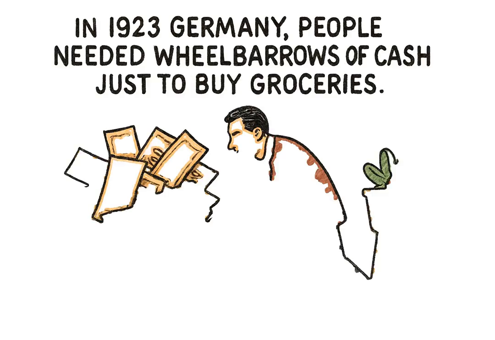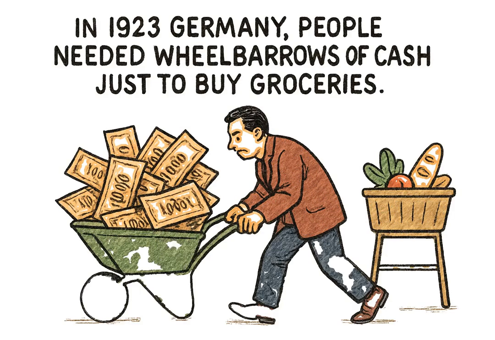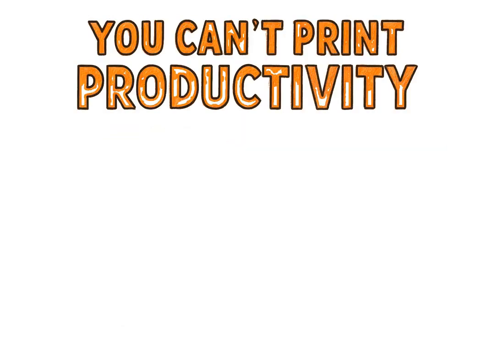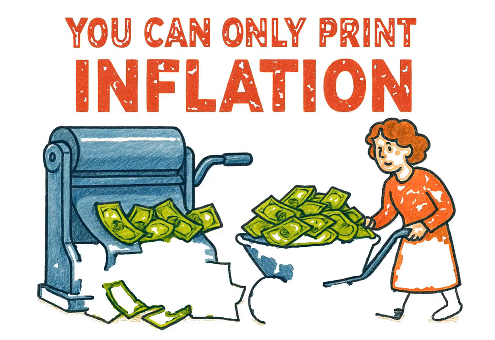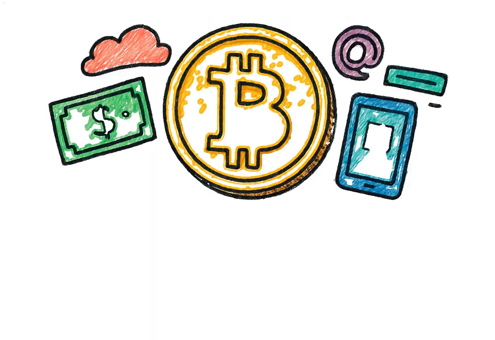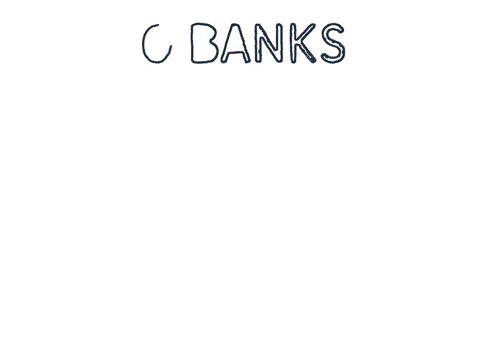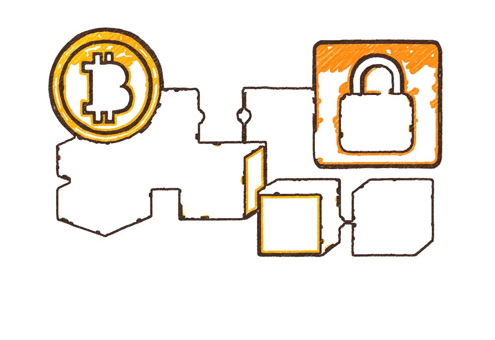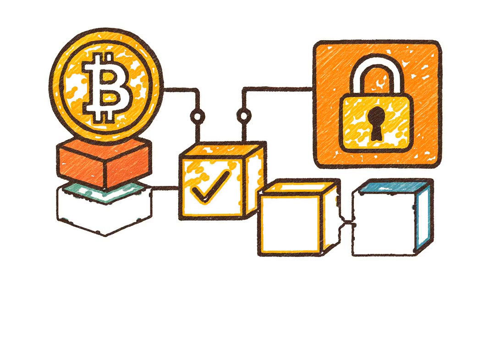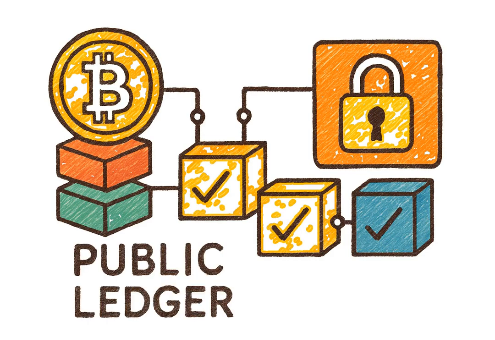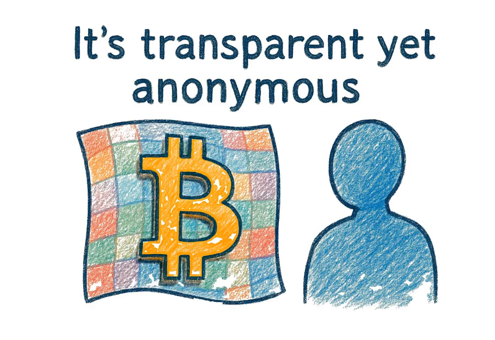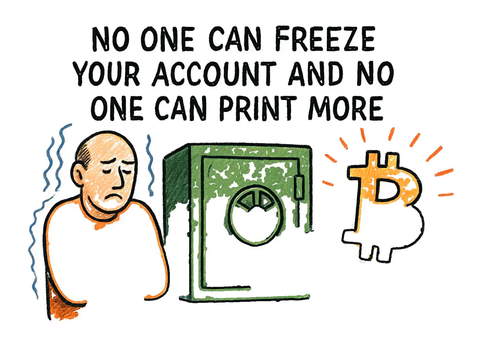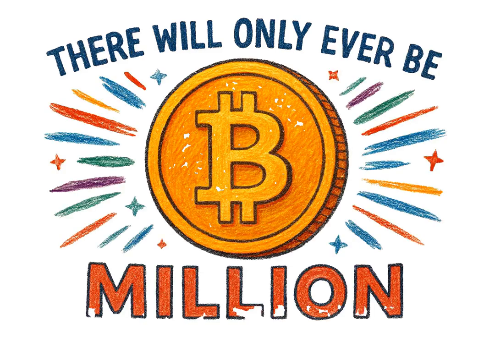In 1923 Germany, people needed wheelbarrows of cash just to buy groceries. You can't print productivity, you can only print inflation. Which brings us to Bitcoin, digital money. No banks, no governments, just code. Bitcoin runs on a public ledger called the blockchain, where every transaction is verified and permanently locked in place. It's transparent, yet anonymous. No one can freeze your account, and no one can print more. There will only ever be 21 million Bitcoin.